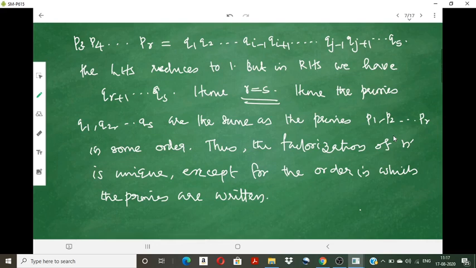So what we need to show is that these qi's also must be exhausted. So r must be equal to s, otherwise that equation will not work, isn't it? So r must be equal to s. We can rule out the case r strictly less than s. Hence p1, p2, etc., pr, and q1, q2, etc., qs are the same in some order. Okay, so this is about the proof of the fundamental theorem of arithmetic.